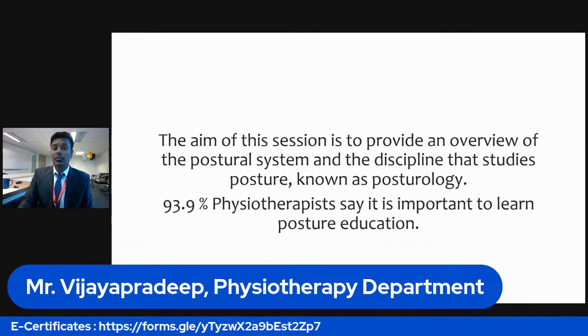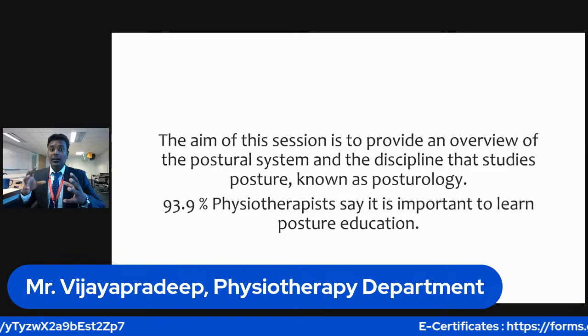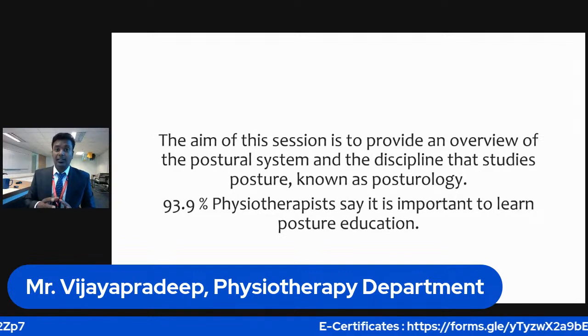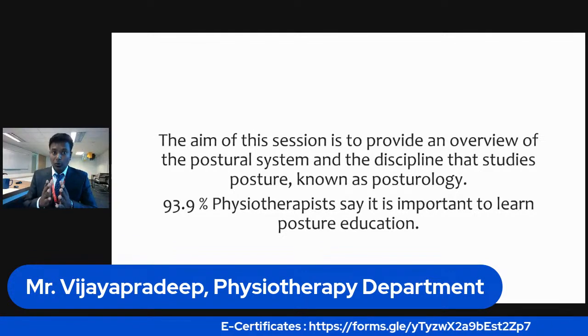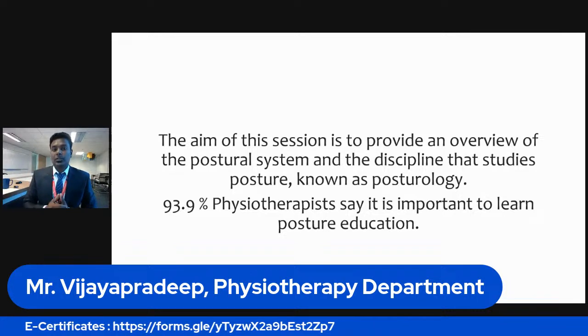So the aim of this session is to provide an overview of the postural system and the exclusive discipline that deals with posture, to know every single detail of the posture, that is, posturology.